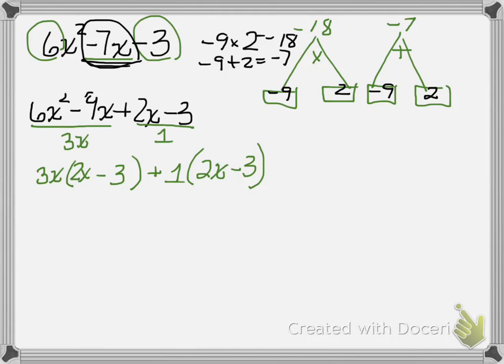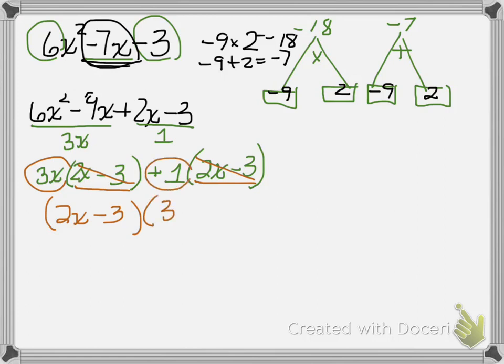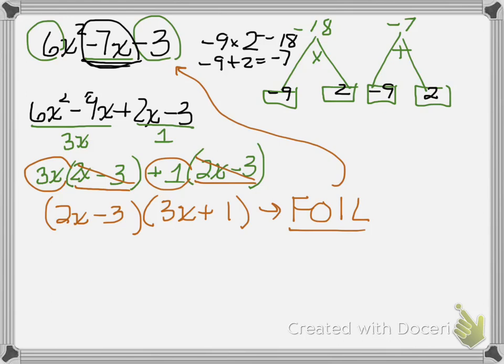And finally, we're ready to put together our answer. So we're going to factor out our binomial factor here. 2x minus 3 is our first factor, and once we factored that out, what we have left is our 3x plus 1. And check by foiling. Foil that out and make sure that what you get back is your original problem, which is 6x squared minus 7x minus 3.